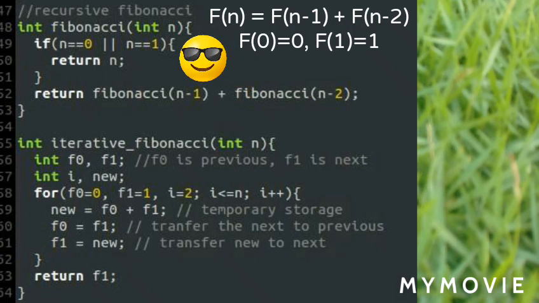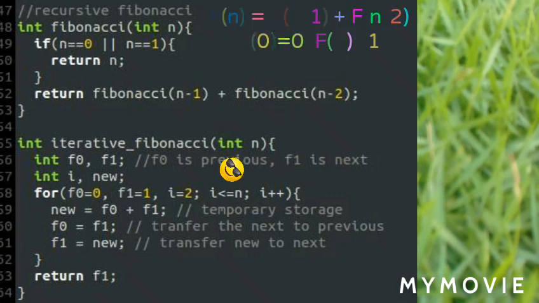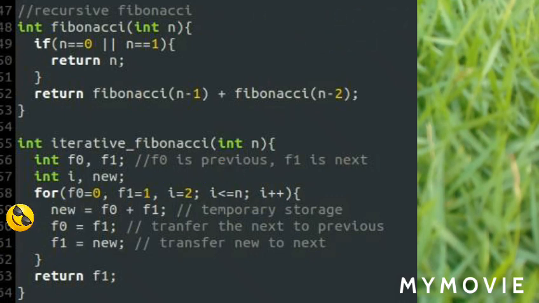Because here the basis is if n is 0 or 1, return n. And you return the recursive part. In the iterative part, we will start with f sub 0 equals 0 and f sub 1 is equal to 1. And we will start with the subscript equals 2 up to n. The body of the for loop here is to transfer the f sub 1 to f sub 0 and the new value of Fibonacci to f sub 1, and finally we will return f sub 1.